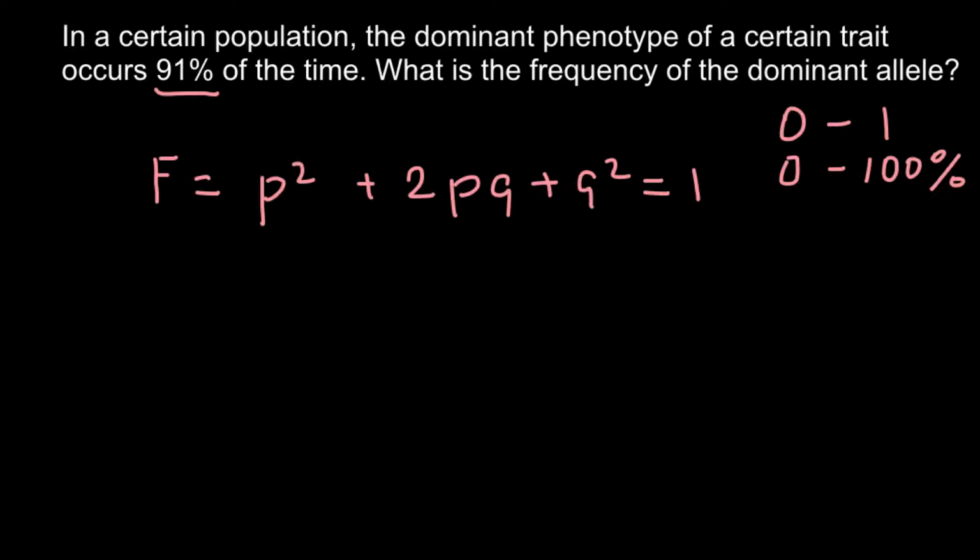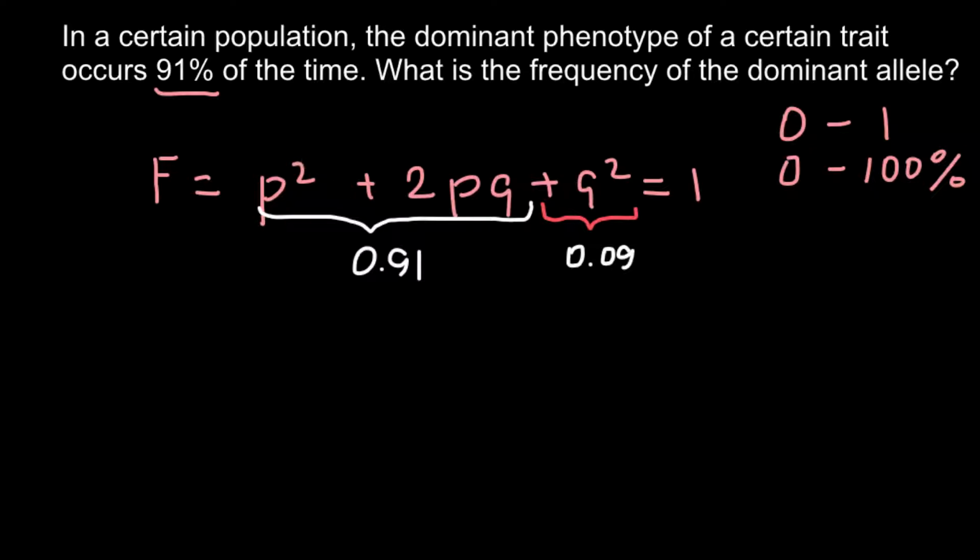Another scale would be 0 to 100%, and as you see in our calculations 1 equals 100%, so in order to convert 91% we have to divide this number by 100. This gives us the information that the frequency of these two genotypes which make one phenotype equals 0.91, and the other phenotype equals 0.09.